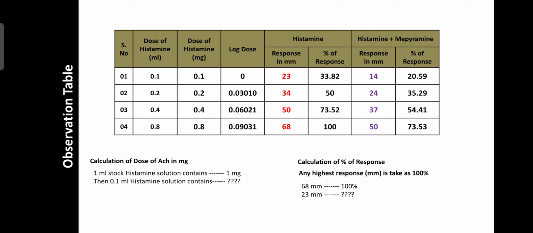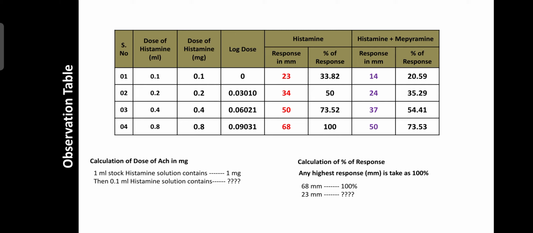For calculation of dose, we are using the stock solution where 1 ml of histamine contains 1 mg. Then 0.1 ml contains how much? That is 0.1 mg. After that you can apply the log, and you get the doses of 0.1 mg of histamine, then 0.2 mg, 0.4 mg, and 0.8 mg of histamine, as tabulated in the table.